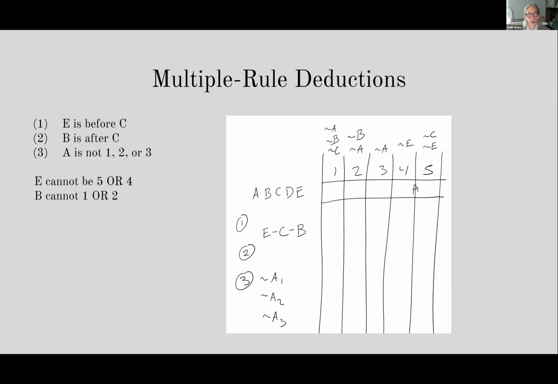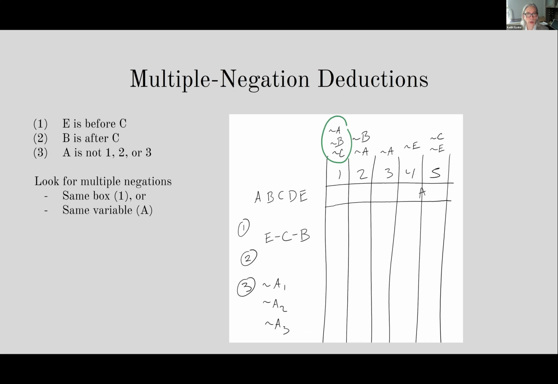We're starting to build. I told you guys steps 1 and 2, we were going to generate this library of negations. Well, now we have it. So that leads to the next step, the multiple negation deductions. You want to look for multiple negations that apply to the same thing. And we have two examples of it here. We have 3 negations that all apply to box 1. We also have 3 negations that all apply to A. It can't be first, second, or third.